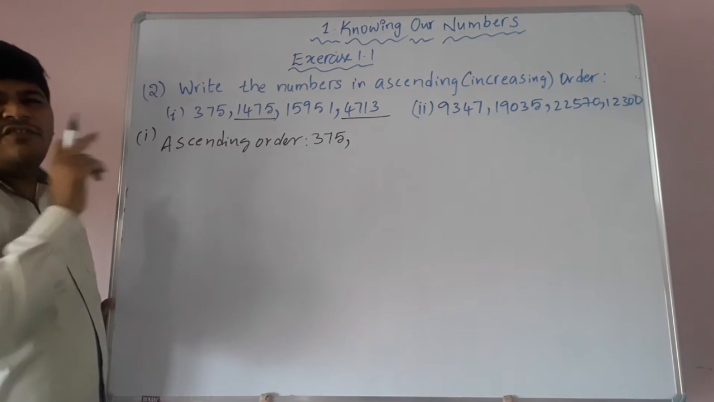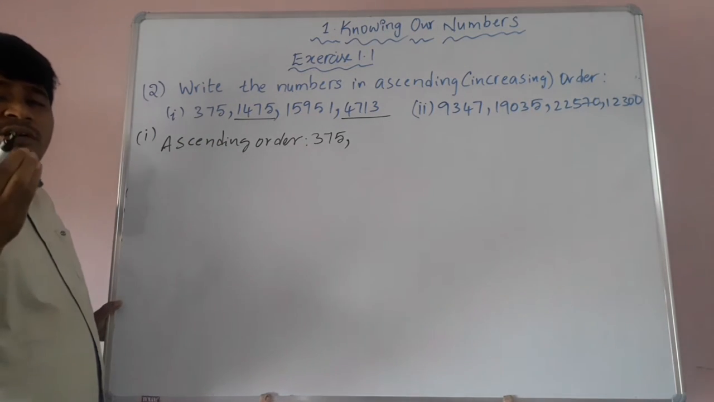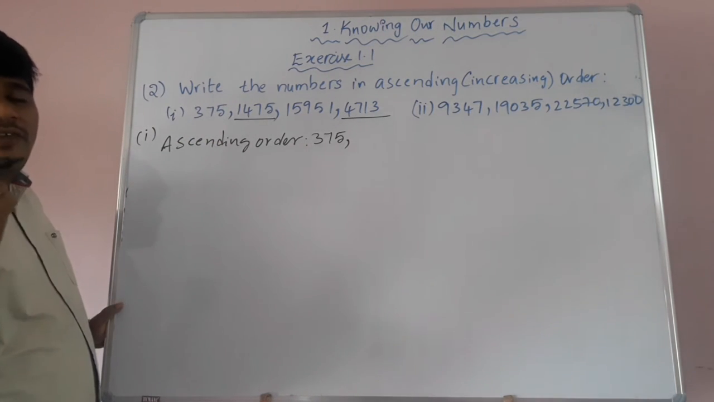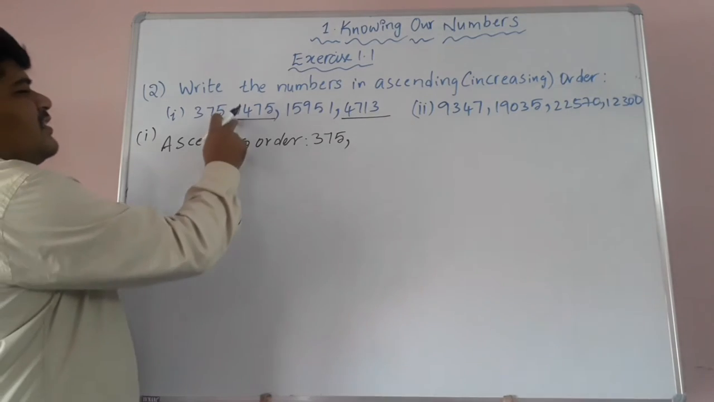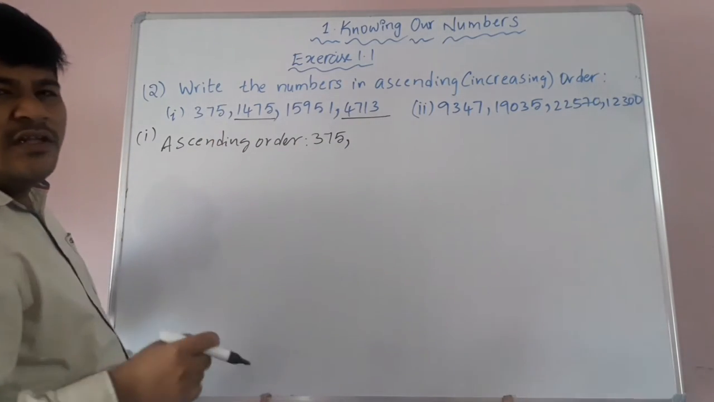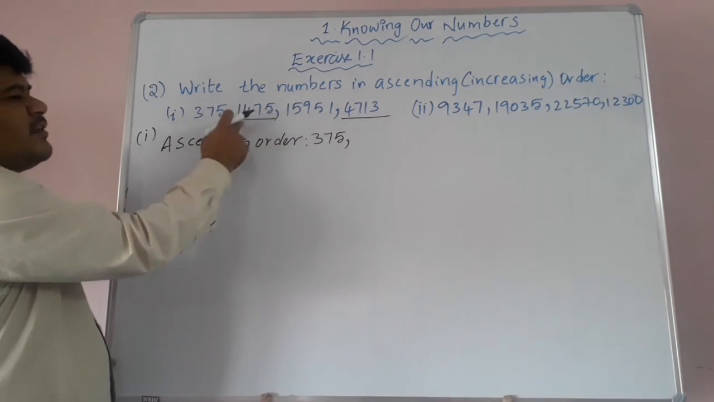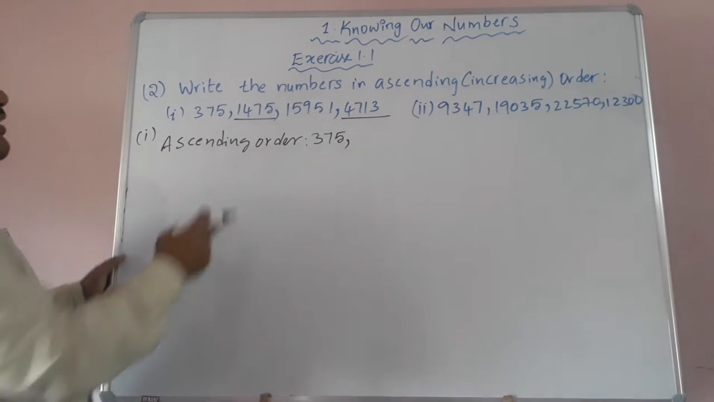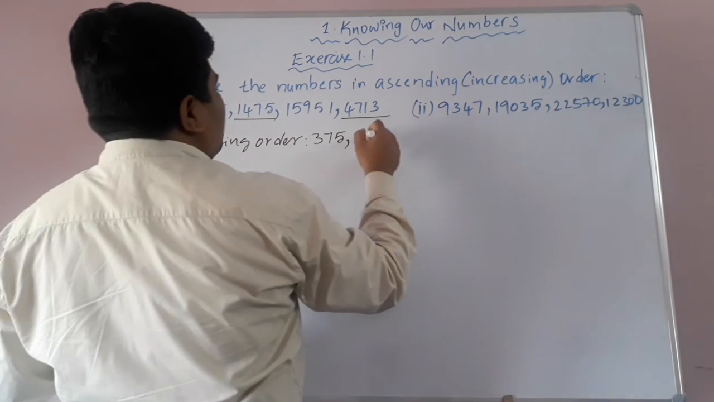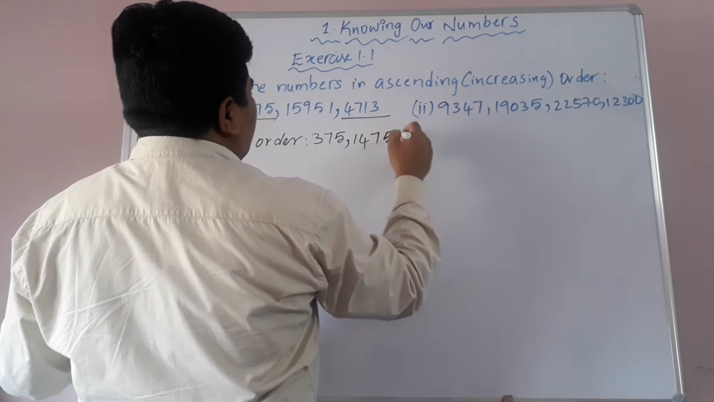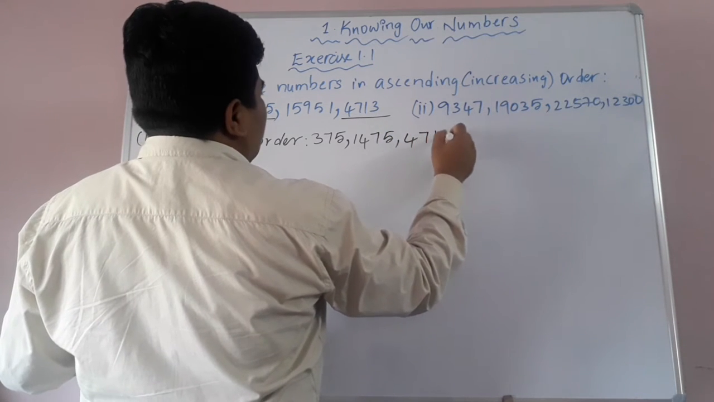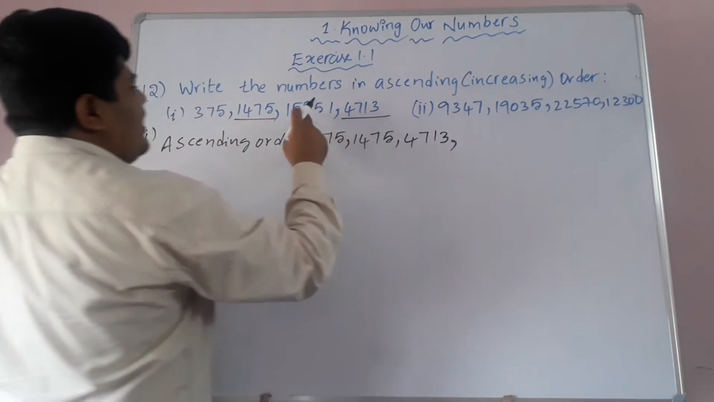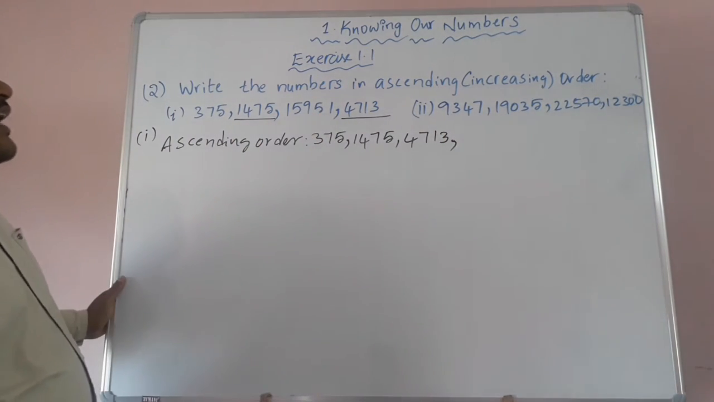Now let's check the first digit, children. When two numbers are having an equal number of digits, then we have to compare the digits from the first digit, second digit, third digit, like that. So here the first digit is 1, here the first digit is 4. Which number is big, children? 4. Which number is small? 1. So the second number will be 1475, 1475. Next, 4713.